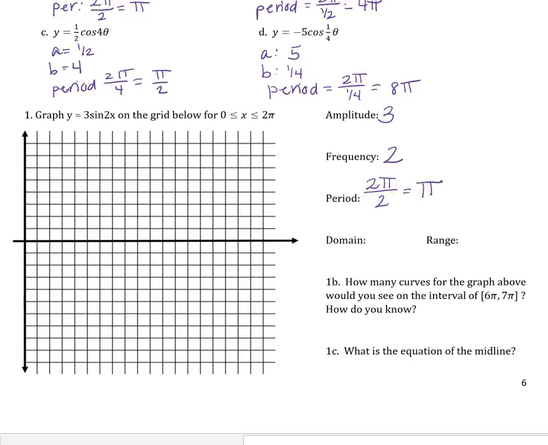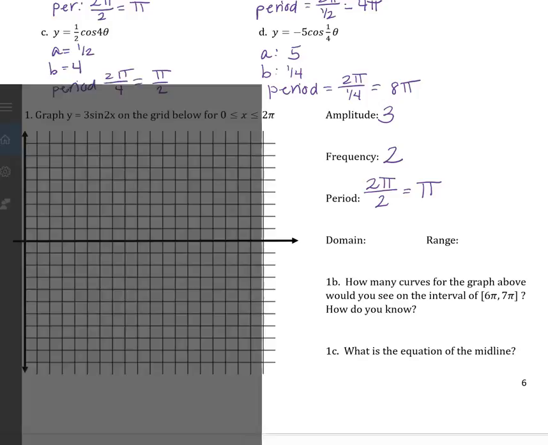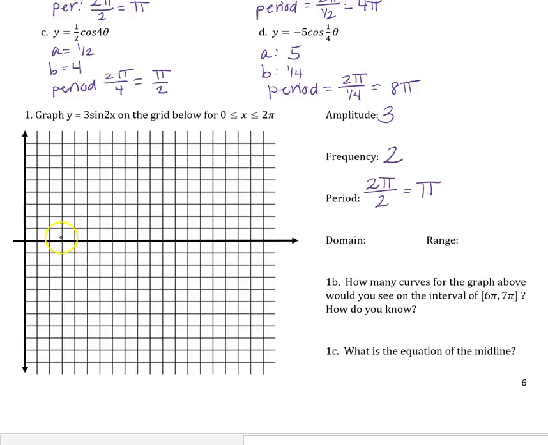which is pi. Okay, so let's set up our axes. Remember that on the x-axis, every 3 boxes is 30, so we're going to mark off every 90. And on the y-axis, every 2 boxes is 1 unit. And we're going to go so high as to have an amplitude of 3.